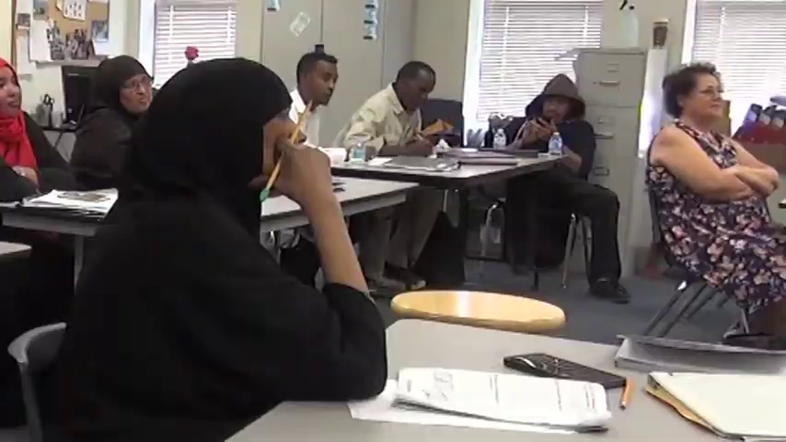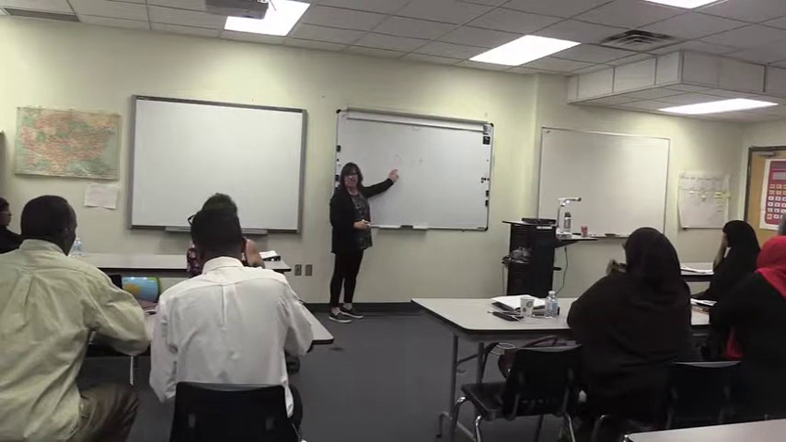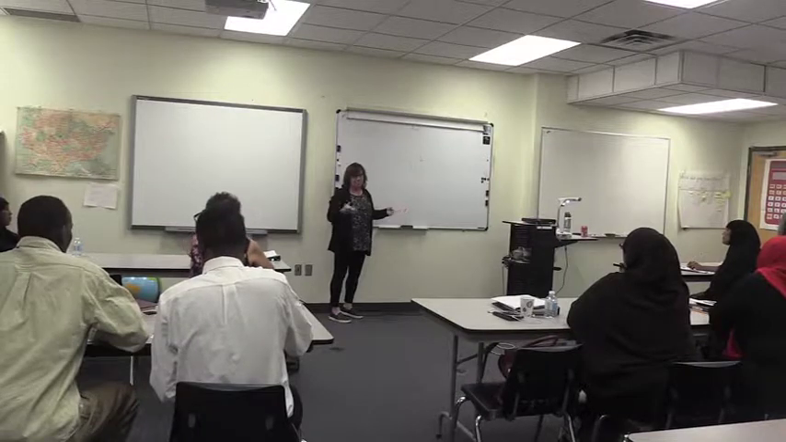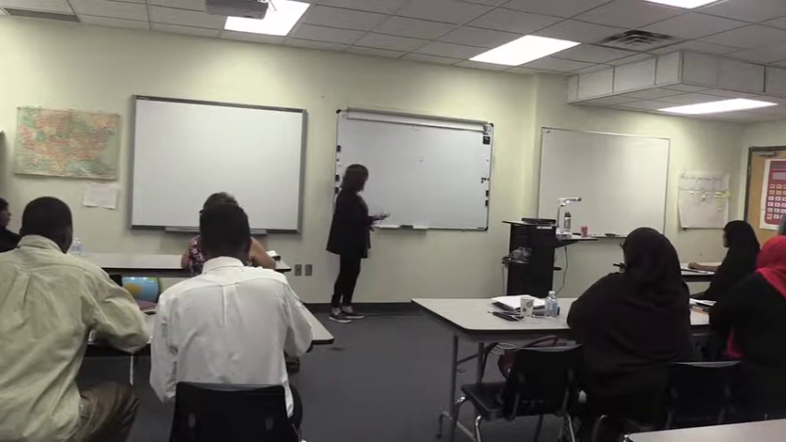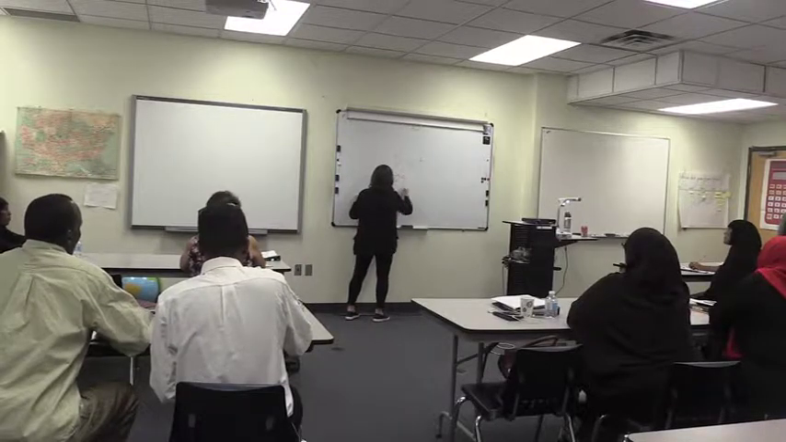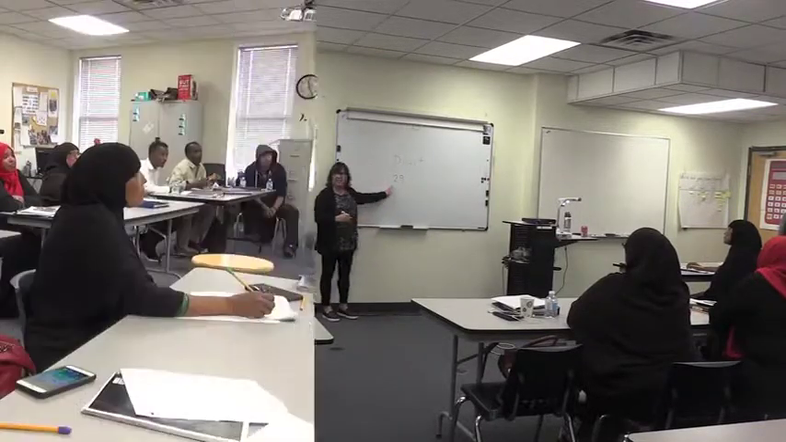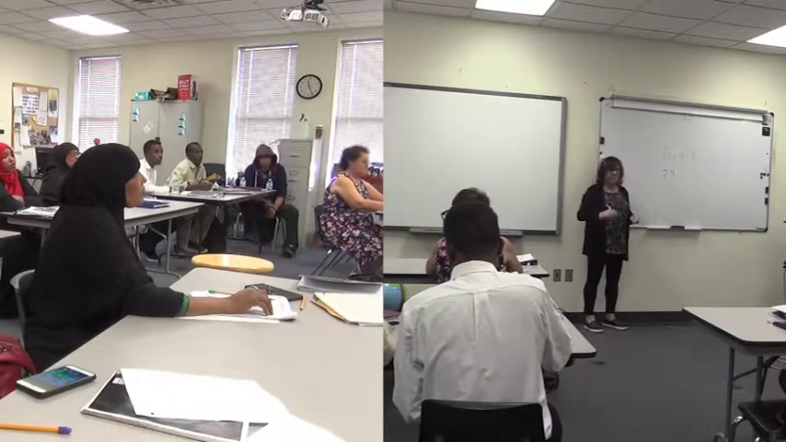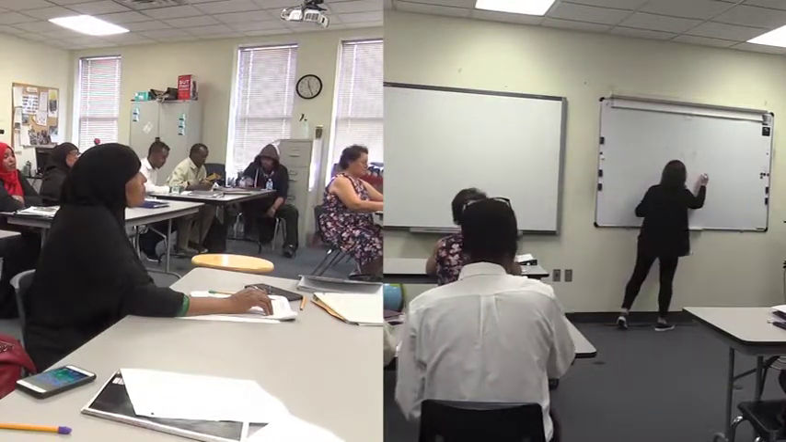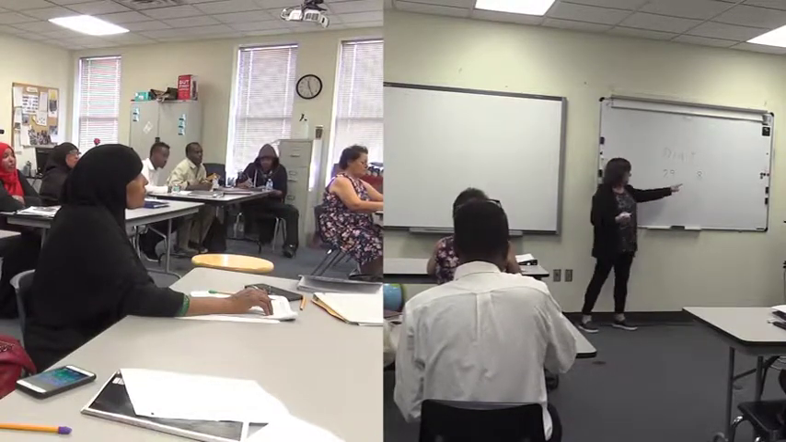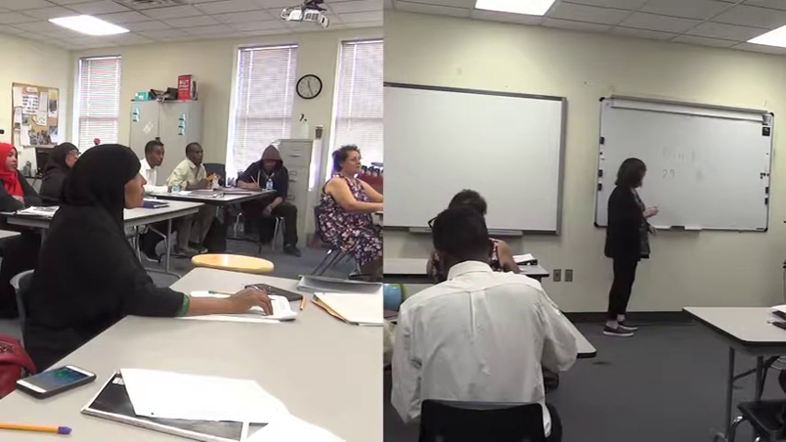This word, digit. Say that, digit. And a digit, it's a number. It's a number. So, 29. How many digits? Two. Two, 9. Two digits. 8. How many digits? One digit. That is a one-digit number.